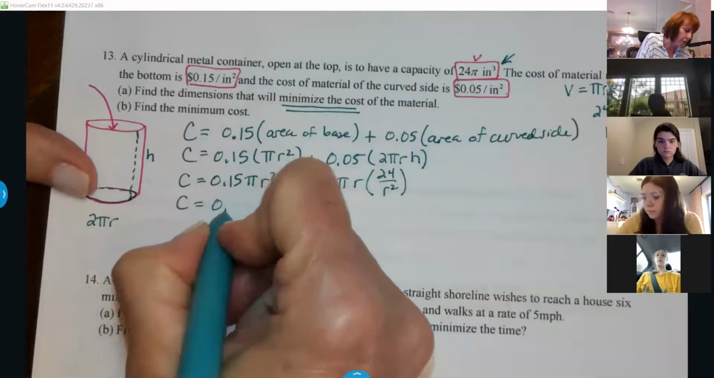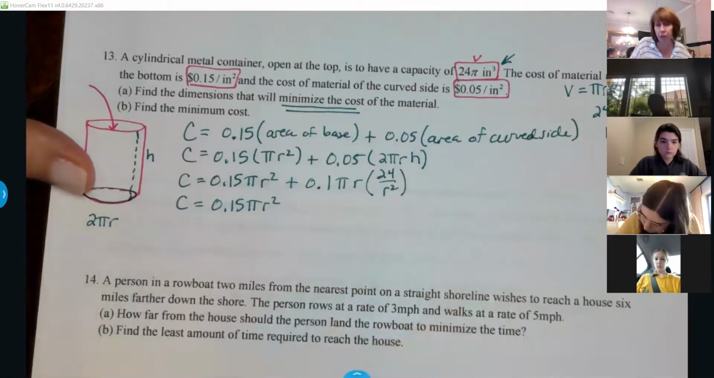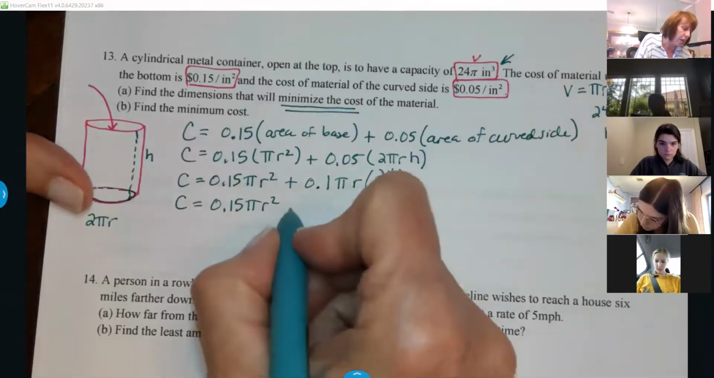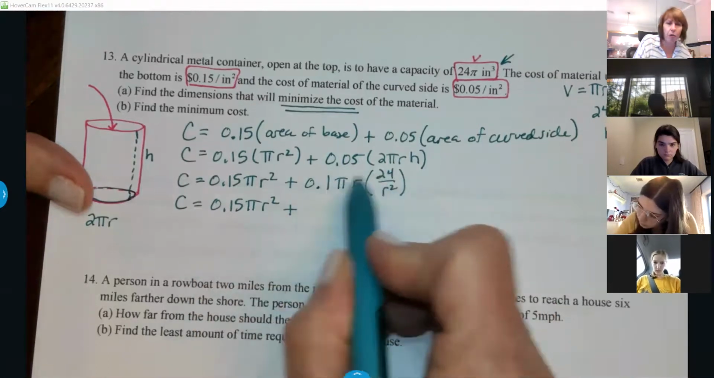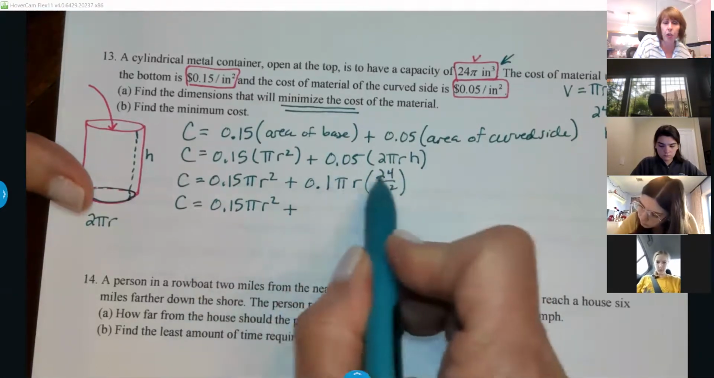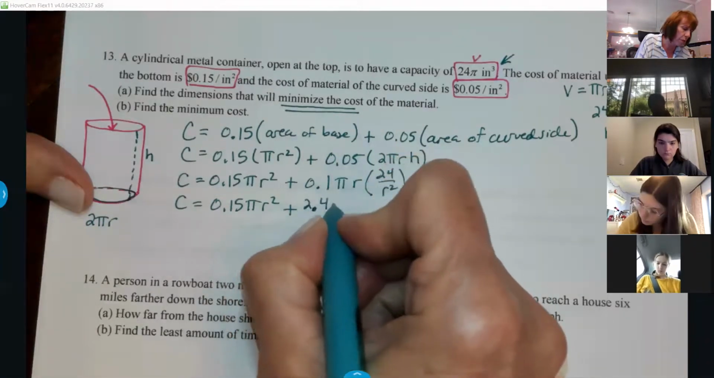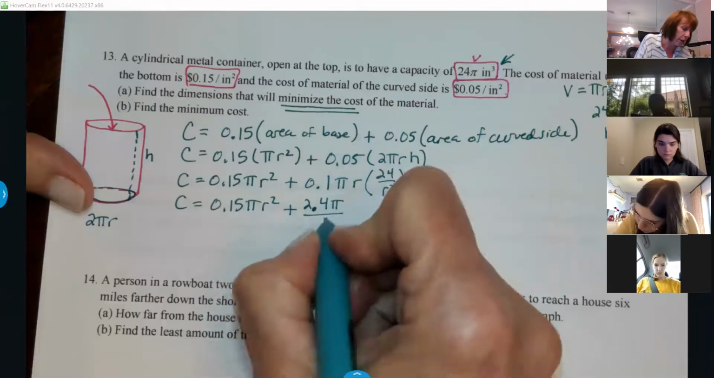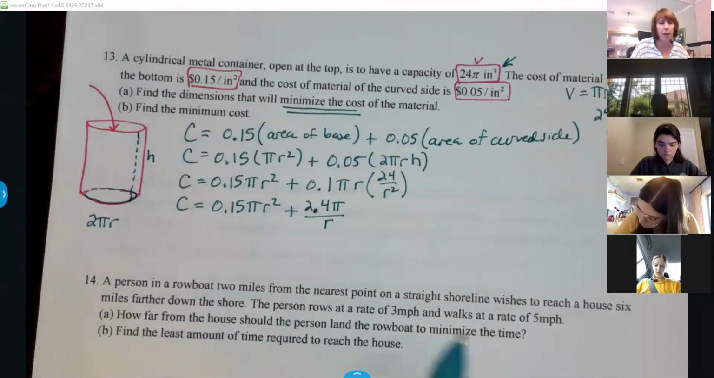So I'm still simplifying. I keep on simplifying until I'm ready to take a derivative, okay? Keep on simplifying until you're ready to take that derivative. Plus, I'm going to go ahead and multiply 24 times the 0.1, that'll be 2.4. So it'll be 2.4 pi divided by r, okay? So this is my new cost equation.